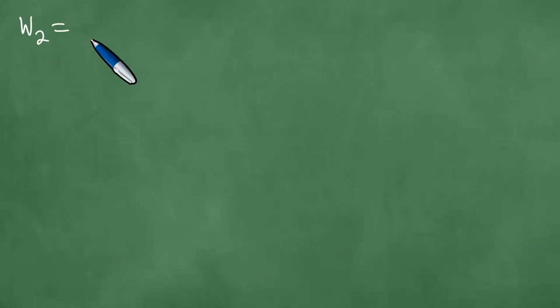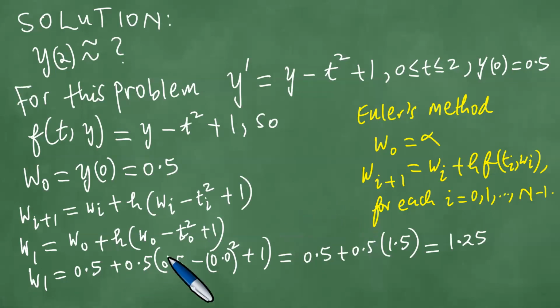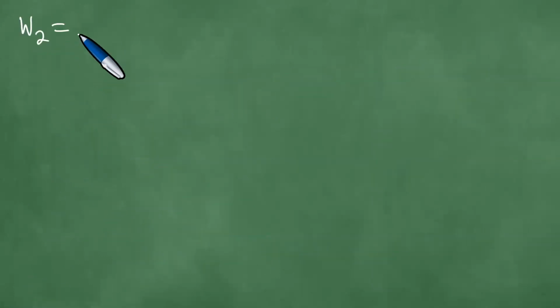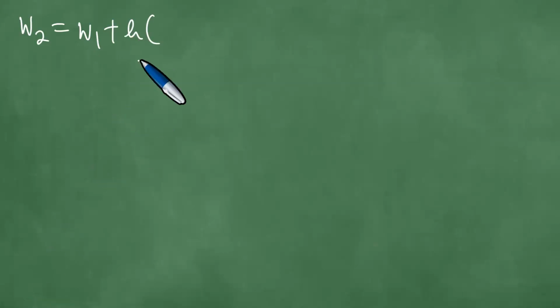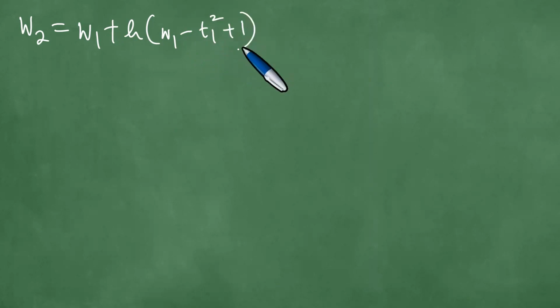Right, so W2 is obtained from the same relation. W2 is obtained when i is 1, because 1 plus 1 is 2, which means it's W1 plus h. Then we just need to remember the formula, which is W1 minus T1 squared plus 1, like so.